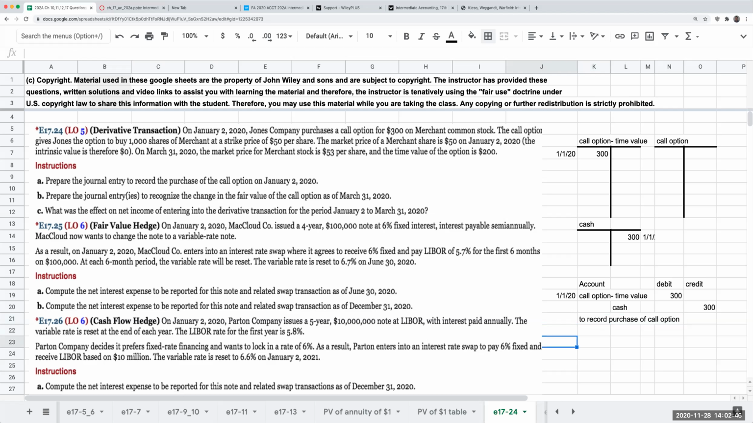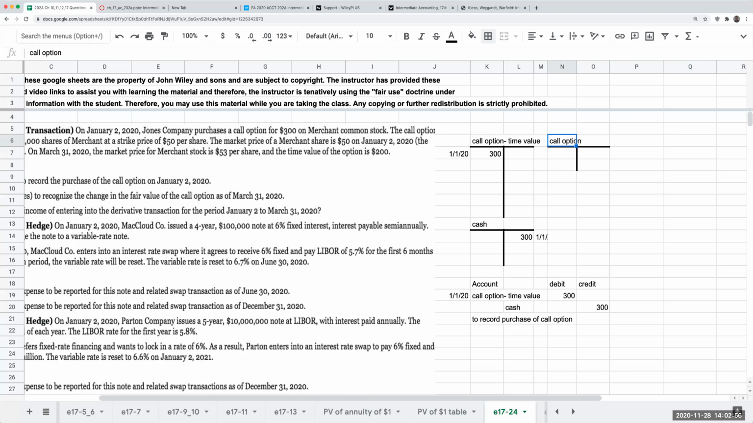Okay. Then to do the change in the fair value, we'll call this call option fair value, and we'll call this unrealized holding gain or loss.